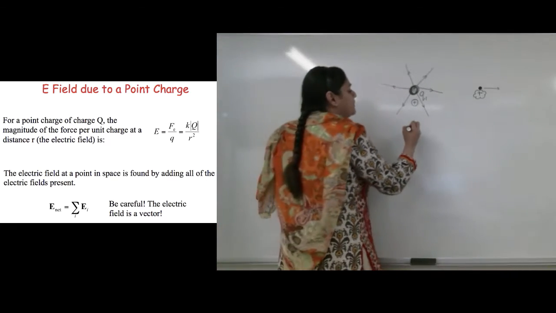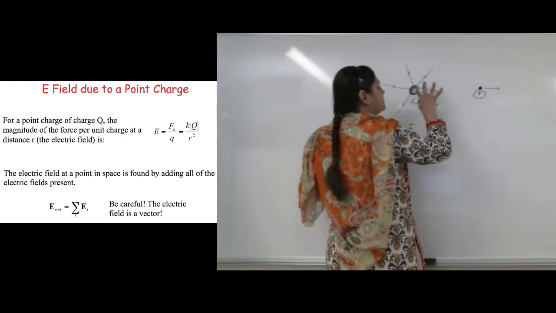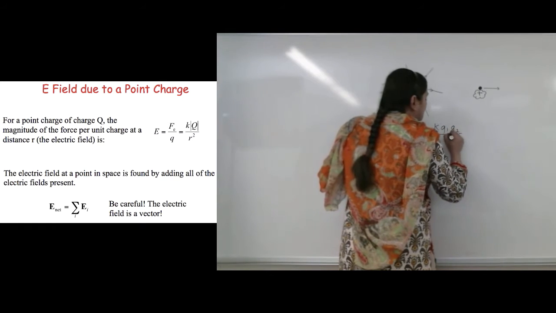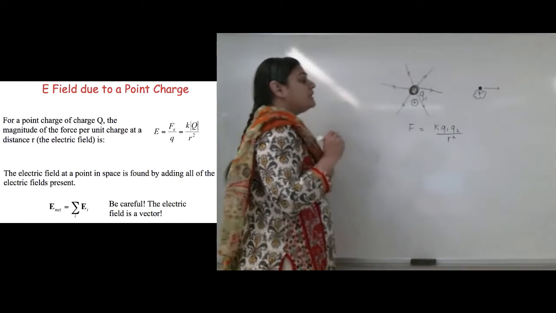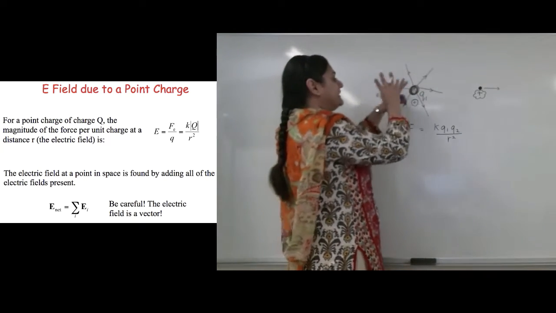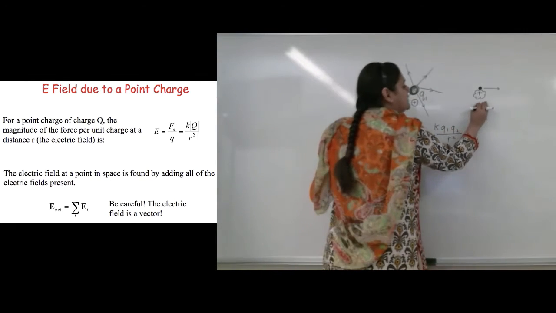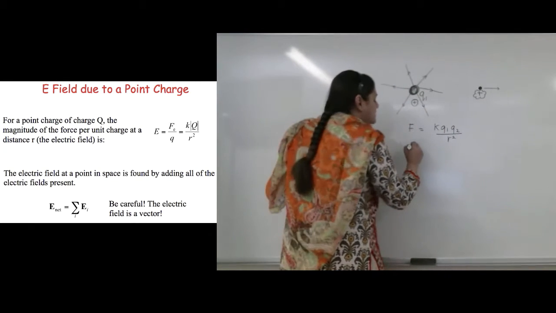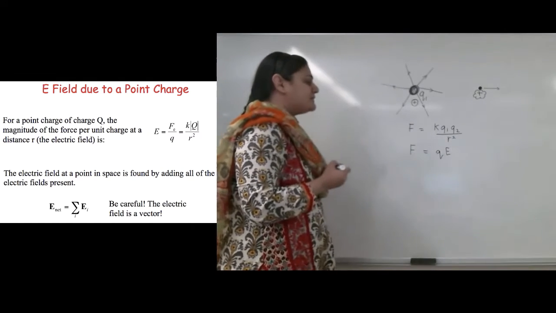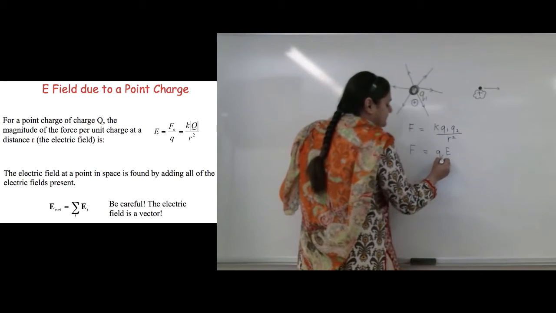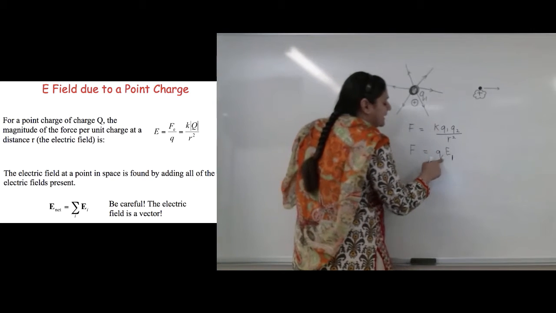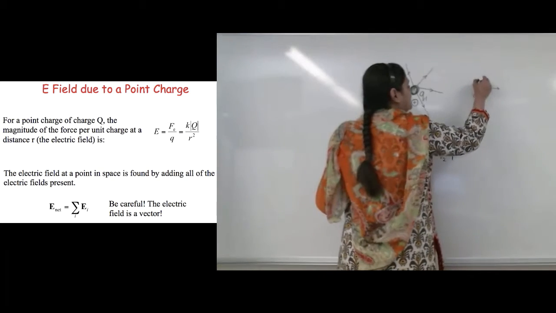Now, what do we know about two charges? We know Coulomb's law says Q1 Q2 over R squared. We also know that this charge is causing an electric field around it that this other charge experiences. So we can also say F equals QE. Now how do we say this? Let's say I call this Q1. This field is due to Q1, and the test charge I will call Q2.